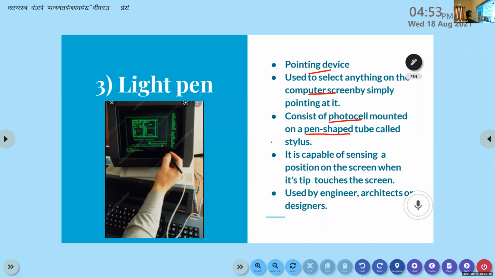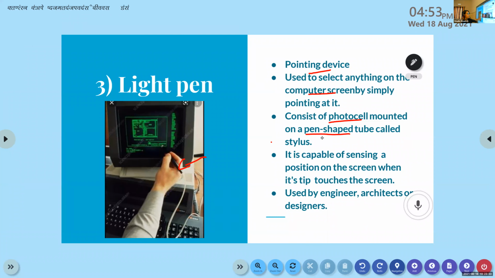Here you can see the example for that. Okay, it is capable of sensing the position on the screen when the tip touches the screen. And mainly it has been used by the engineers and designers and all. So what is a light pen? What is a light pen? The pen which uses light to sense, isn't it?